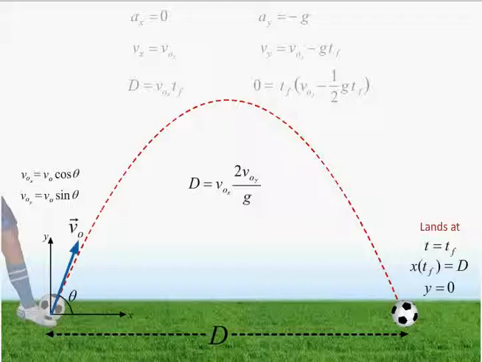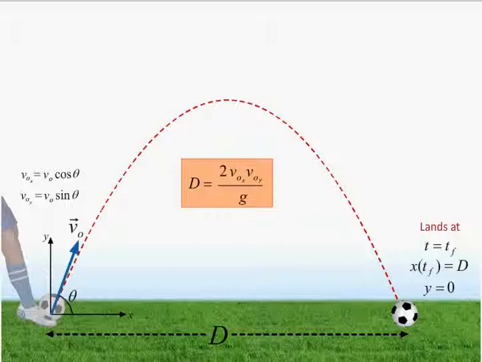Finally, we just plug this last value for t sub f into our equation to determine that the distance the ball travels in the air is proportional to the product of the x and y components of the initial velocity and inversely proportional to the acceleration due to gravity, g. We'll explore the solution further on the next slide.